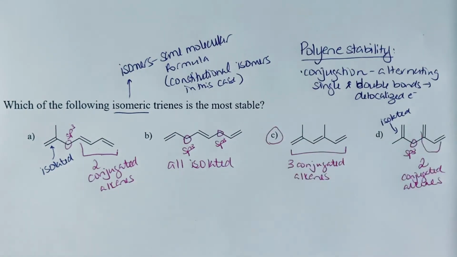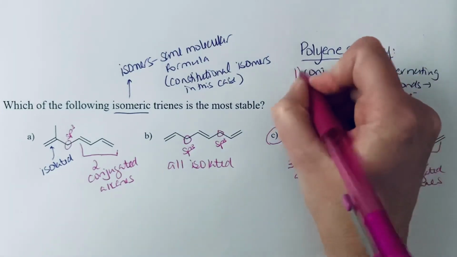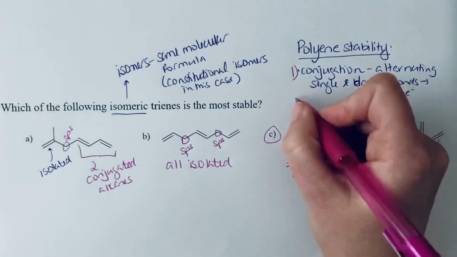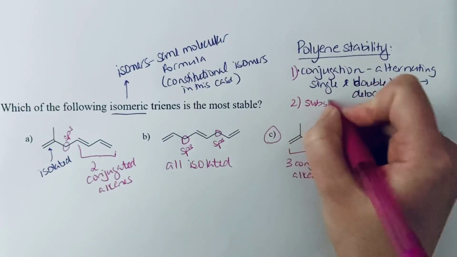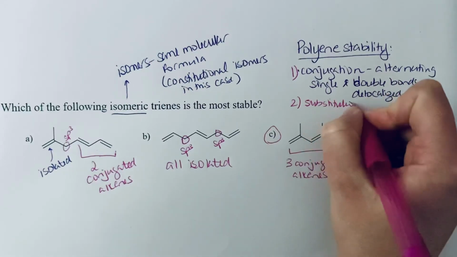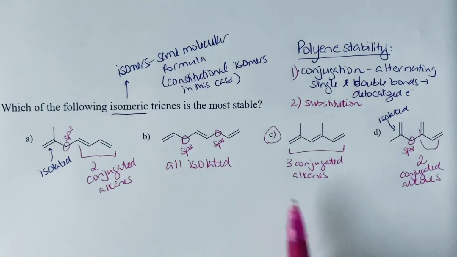If we had a scenario where we had two options where they both had the same number of conjugated alkenes, then you would look to the next factor, which would be substitution. So you'd look for that conjugation first, and then the second thing you would look for is substitution. So if you had two of these that had the same number of conjugated alkenes, then you would say, okay, the one that's the most conjugated and the most substituted would be the more stable.